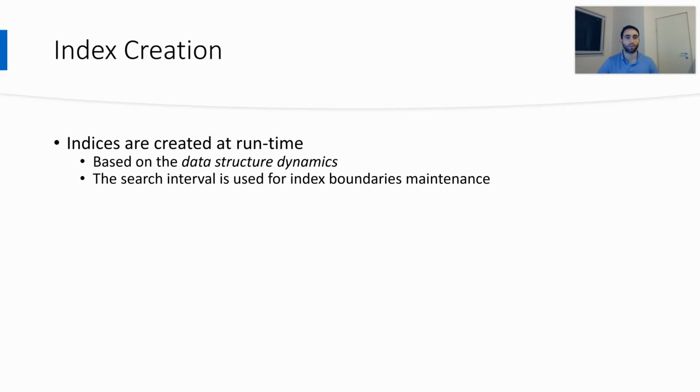Importantly, MP doesn't use a static key-to-index mapping. Instead, indices are created at runtime according to the data structure's dynamics, in a way that physically close nodes will also be logically close by assigning them indices with close values to each other.